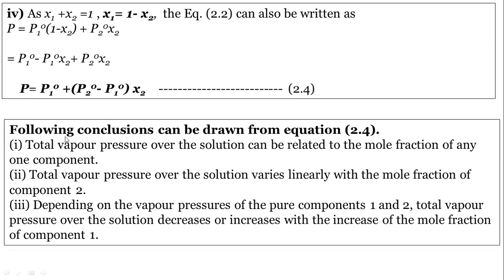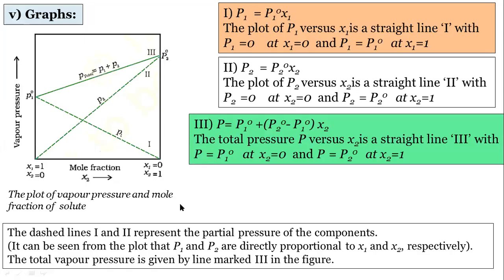So the total vapor pressure of the solution can be related. This is not actually important for your examination. By using this statement, we can draw the conclusions. This P is related to the mole fraction of any component, or the total vapor pressure of the solution varies linearly with the mole fraction. This is actually not important. Directly I am coming to the graphs. These graphs are also not asked for the examination, but you should know what these graphs are.